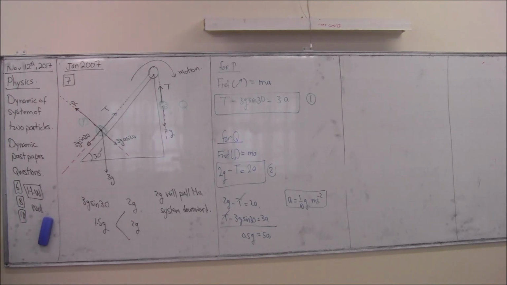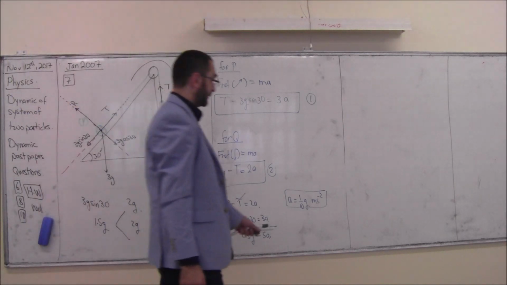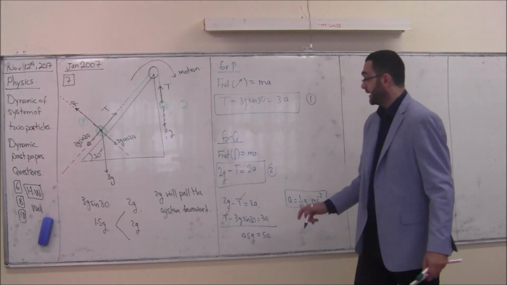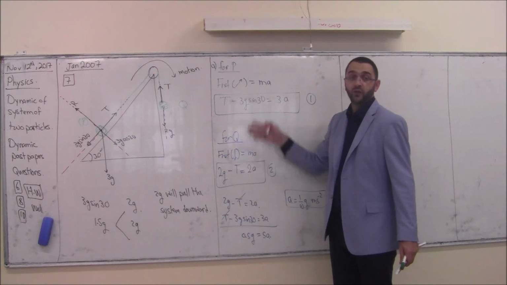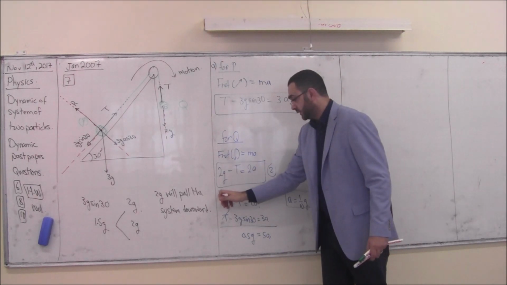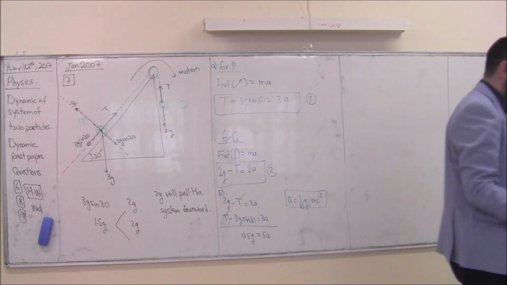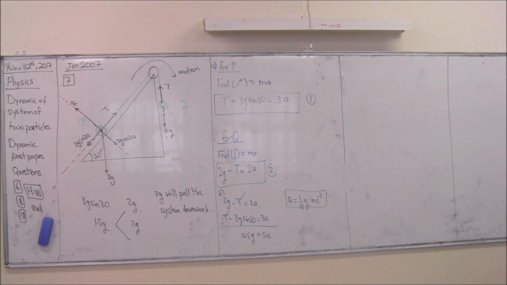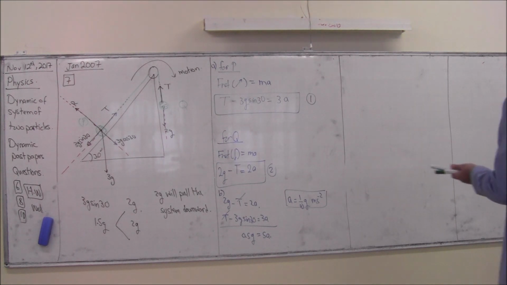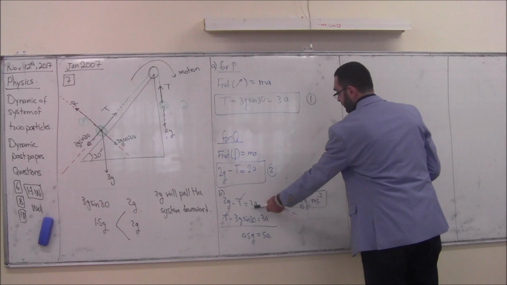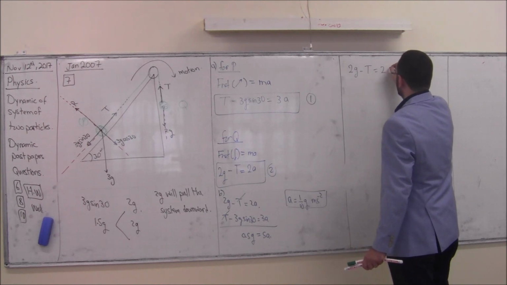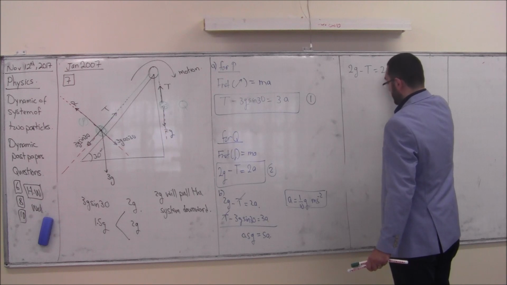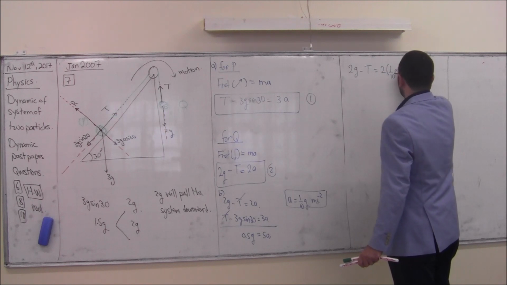0.5, yeah, exactly. Part A was only about equations of motion. In part B we are asked about acceleration. In part C we are asked about tension. Now substitute this in any of these equations, which is this one, which is easy. 2G minus T equals 2 times 1 over 10 G.